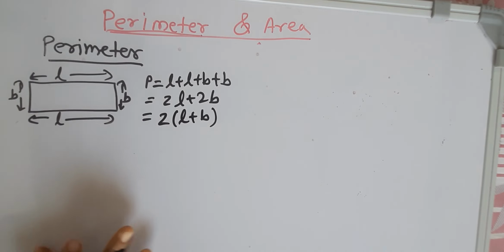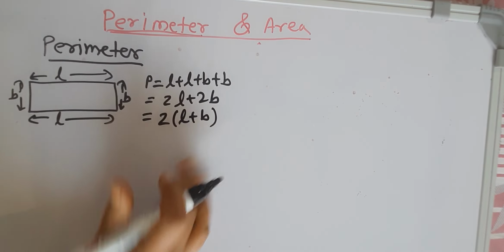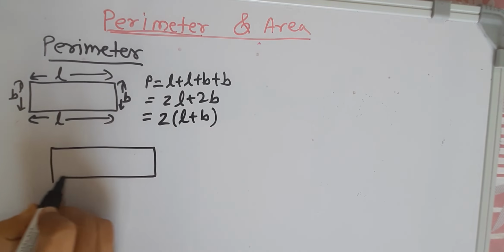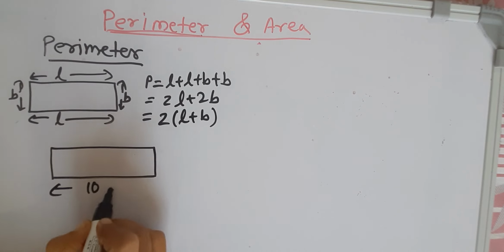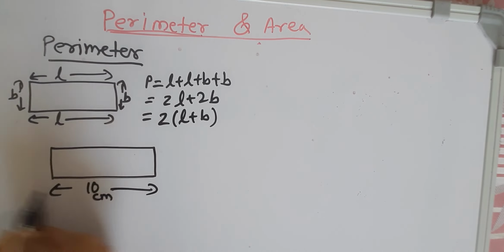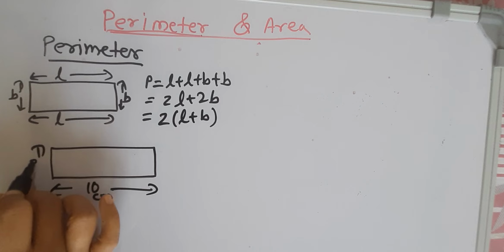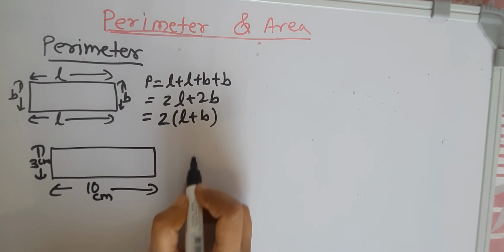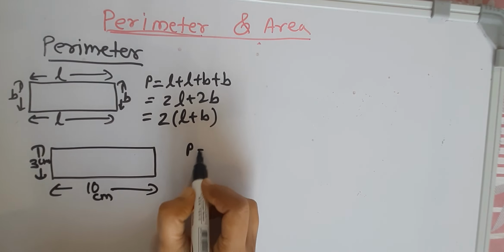This is how you find out the perimeter. This is the formula for perimeter, which is very simple. Let's do an example. Suppose this is the rectangle and its length is 10 centimeter and its breadth is 3 centimeter. Okay, so how can we find out? We know the formula for perimeter. Perimeter equals twice of length plus breadth.